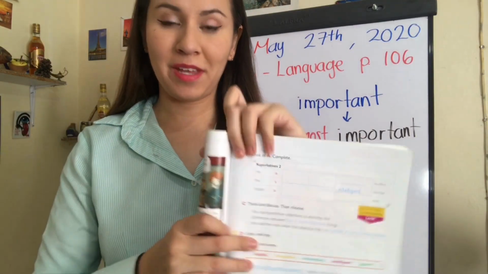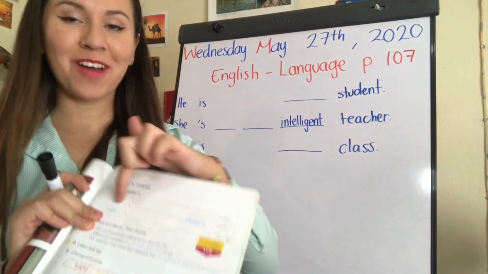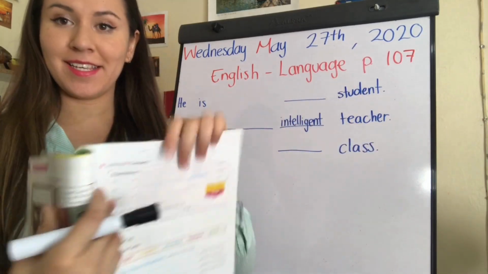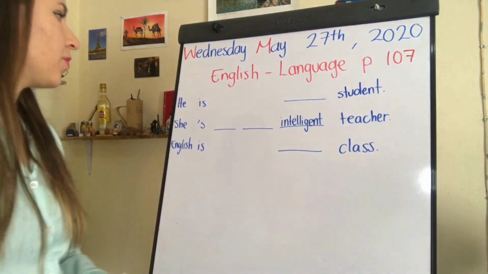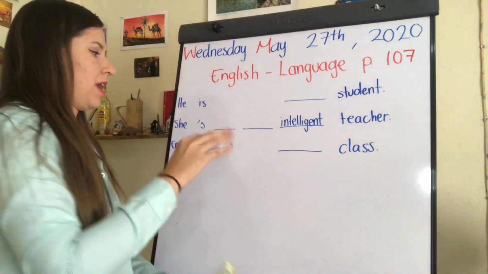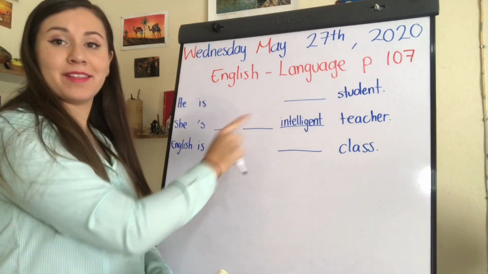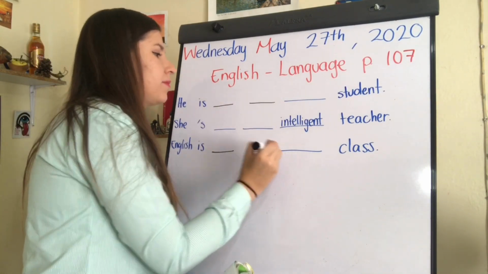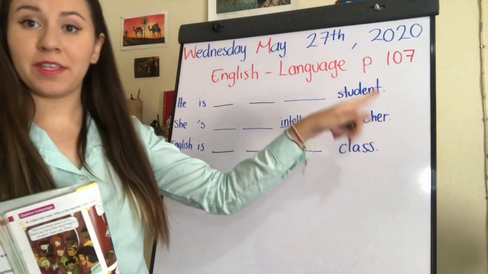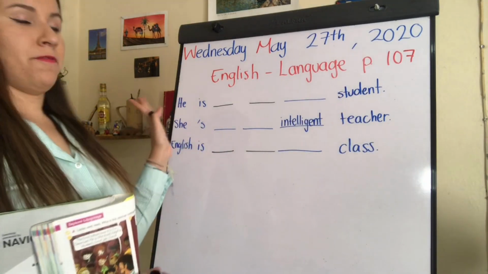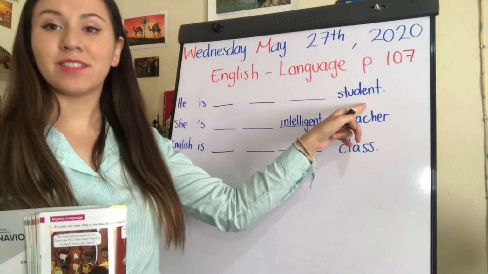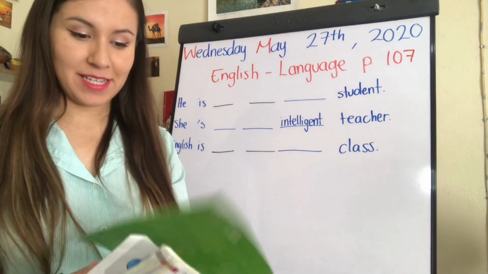Now we're gonna do the next page, 107. Okay, so I know that you know how to do this type of exercise. You have to find these sentences in this reading. So in this case, we have he is. We have two spaces that are the same in each sentence. So if you want, you can add some lines. And then you have the rest of the sentence. So, for example, you have he is, three spaces, student. So we're gonna find it in the reading.